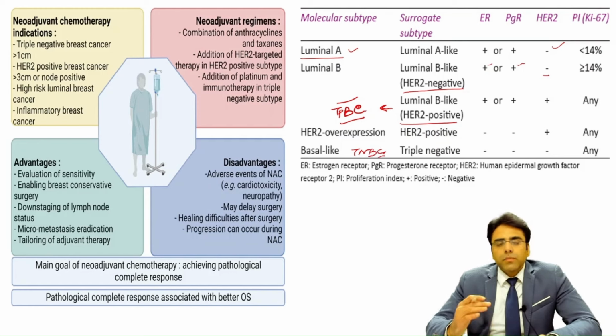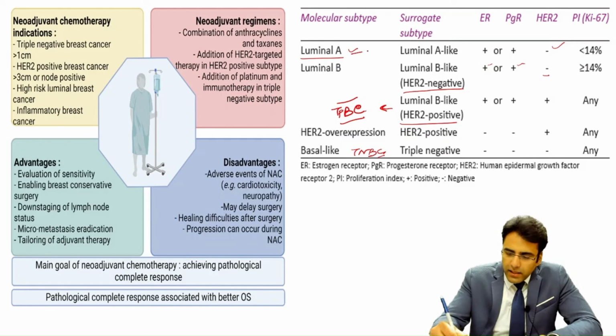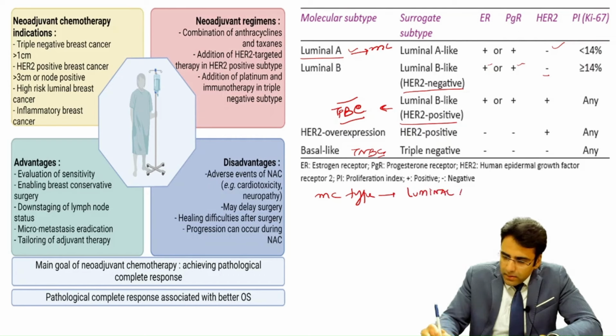Now always remember, the most common type is luminal A. It is the most common type, and it has the best prognosis.